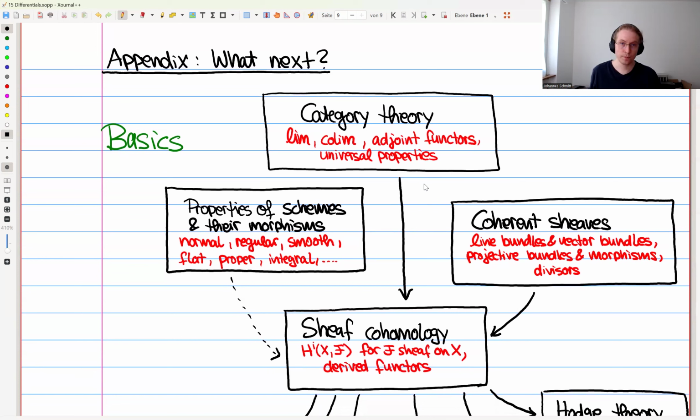But there's a lot more of these properties that you would need for more advanced things, like, for example, properties of schemes saying that they are basically nice, at least locally. So, for example, this would be axes normal, regular, or smooth. And then if you have morphisms between schemes, they can also have nice properties. This would be, for example, flat, proper, integral, and so on.